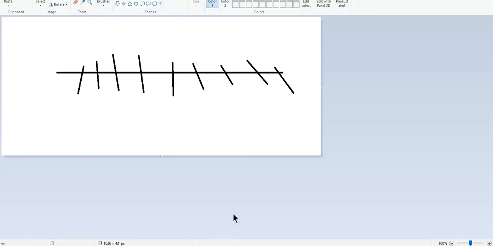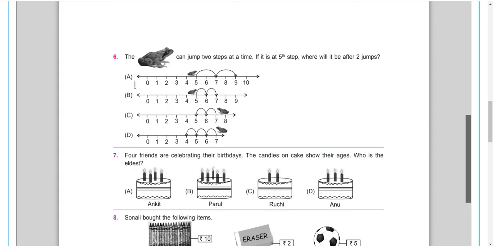So that's what the question is telling. If you look at the question, the frog can jump 2 steps at a time. Now they are telling your frog is sitting on the 5th step. So where will it be after 2 jumps? If it is taking 2 steps at a time, and he is taking 2 jumps, where will he be?